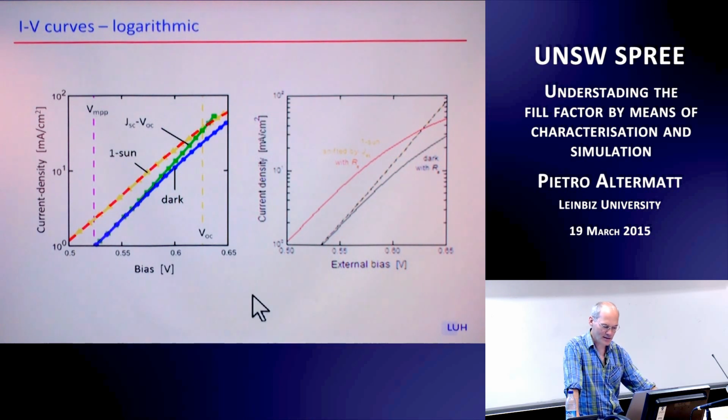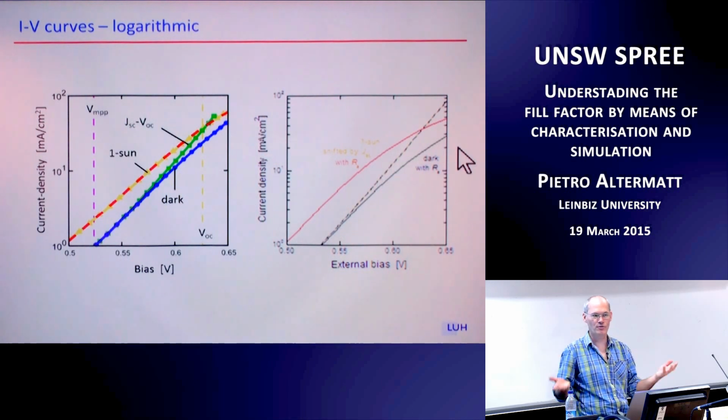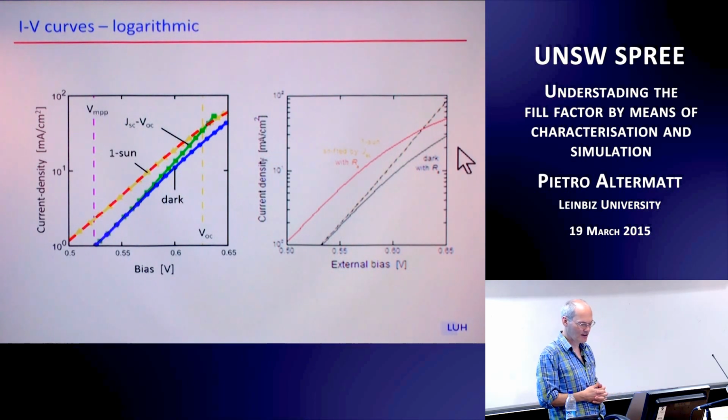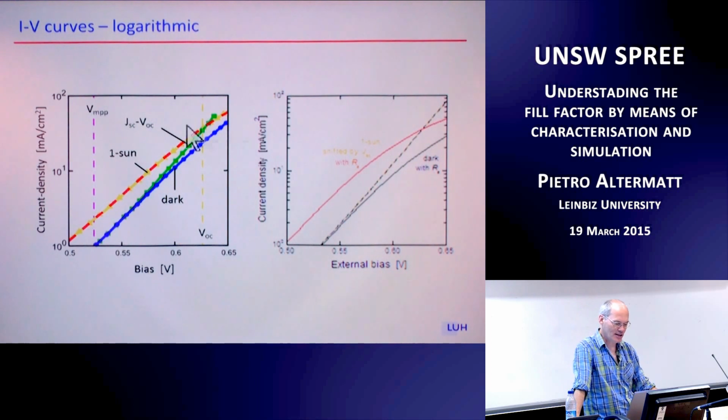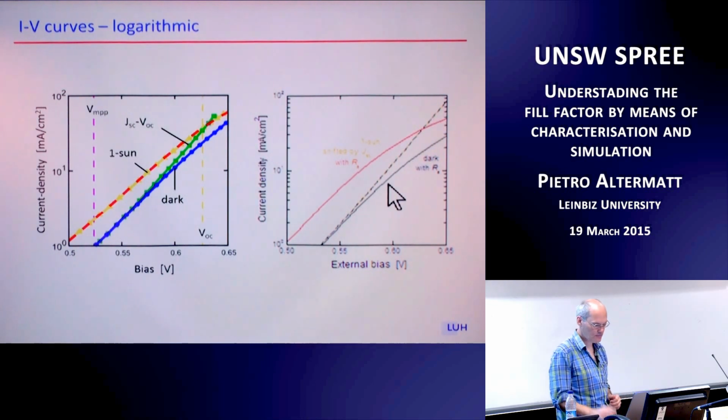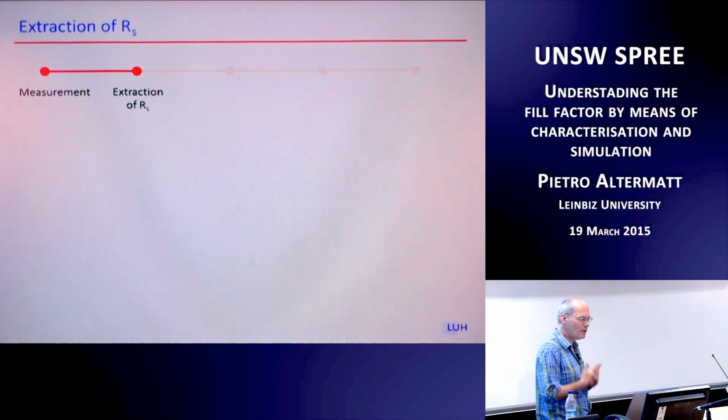You can see that RS shifts the one sun IV curve to the left because current is flowing out of the cell, and it shifts the dark IV curve to the right because you induce current in the dark. And ideally, the JSC-VOC curve is not affected by series resistance, and that's why it actually runs at the green curve here. It runs where the ideal curve runs. So how can you actually do a good extraction of RS?